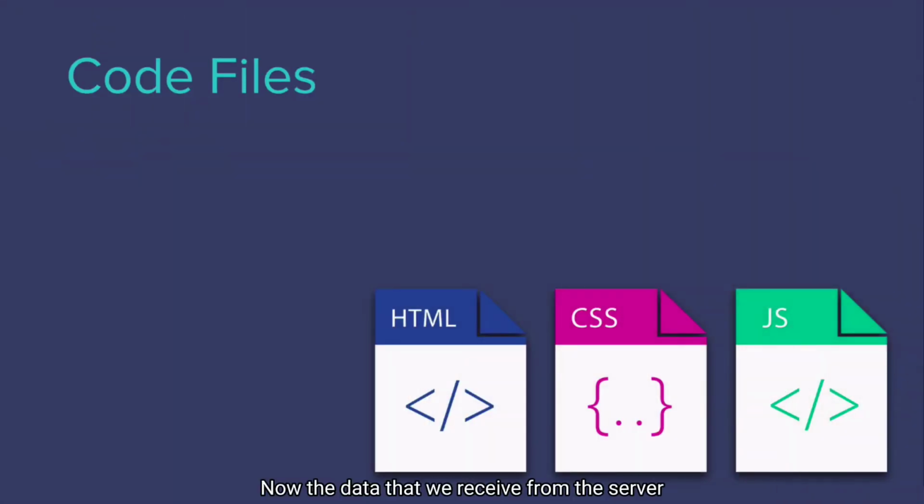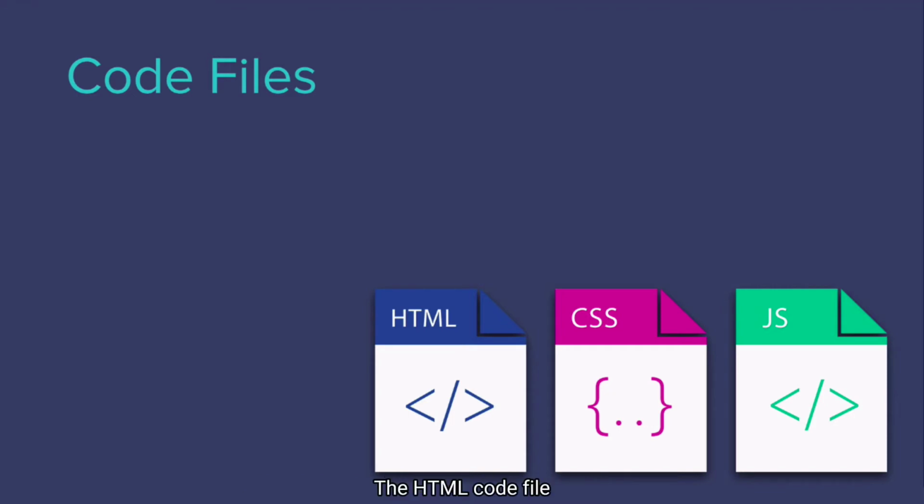Now, the data that you receive from the server usually consists of three types of files: HTML, CSS, and JavaScript. And it's very likely that you would have come across these types of files or these words before, because they are so common and so integral to how websites work. But what exactly do they do?